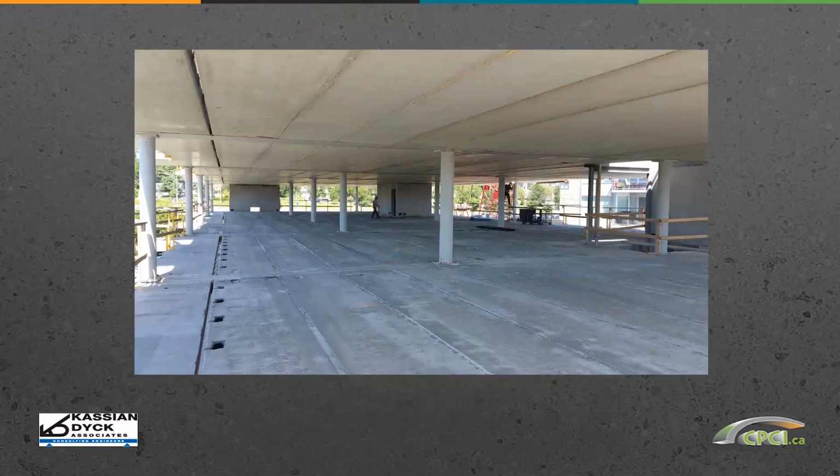So really the Hollowcore in these examples is acting as a lateral system where the wind and earthquake loads are being transferred to the Hollowcore floor and roof, and then the Hollowcore acts as a system to transfer loads to the shear walls or core walls that are being used to resist lateral loads.